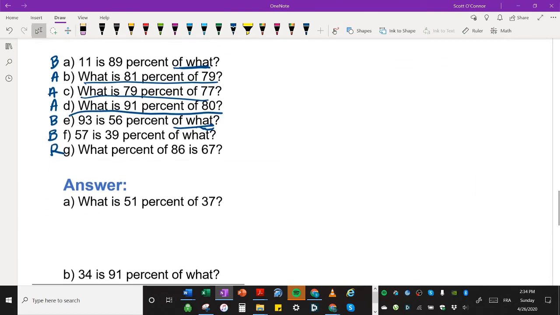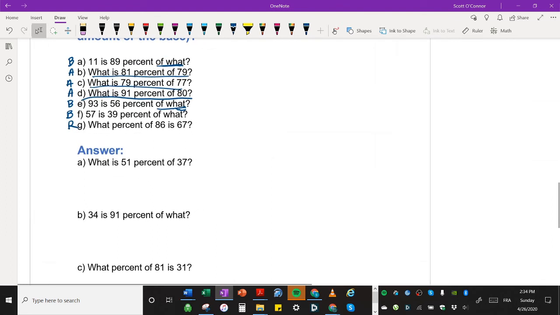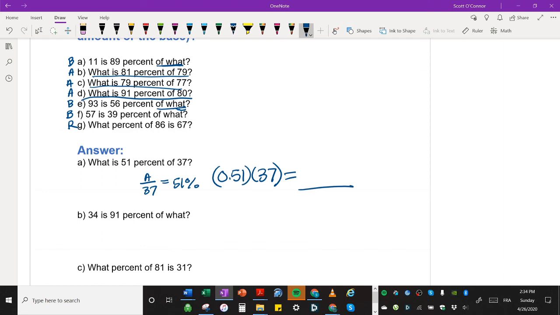The last few practice questions we can do together, and then there will be a series of handouts for you to complete. It says here, what is 51% of 37? I have my fraction, and it equals 51% of 37. What is it trying to find? Trying to find the amount. The way we do that is by multiplying 0.51 times 37. I'll leave it to you to write the correct answer in there.